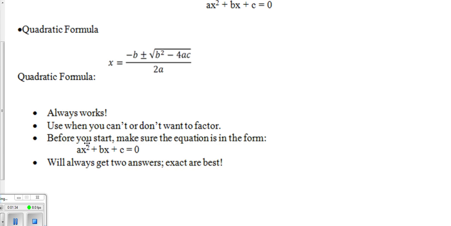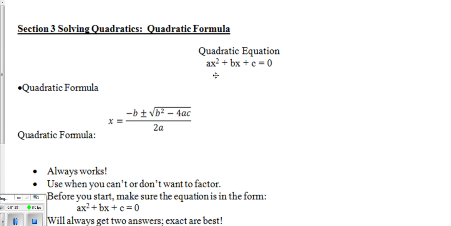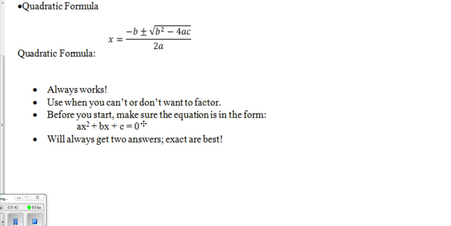Before you can start using the quadratic formula, you have to make sure that it is in this form, that ax squared plus bx plus c equals 0. If it is not equal to 0, it won't work. And you will always get two answers. One where you do this whole thing with the plus, one where you do this whole thing using minus.